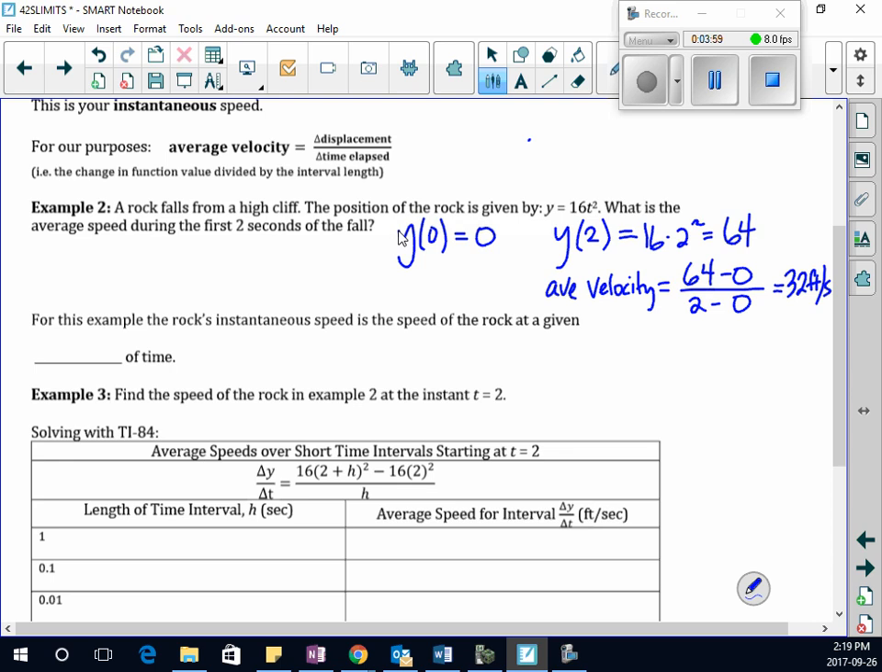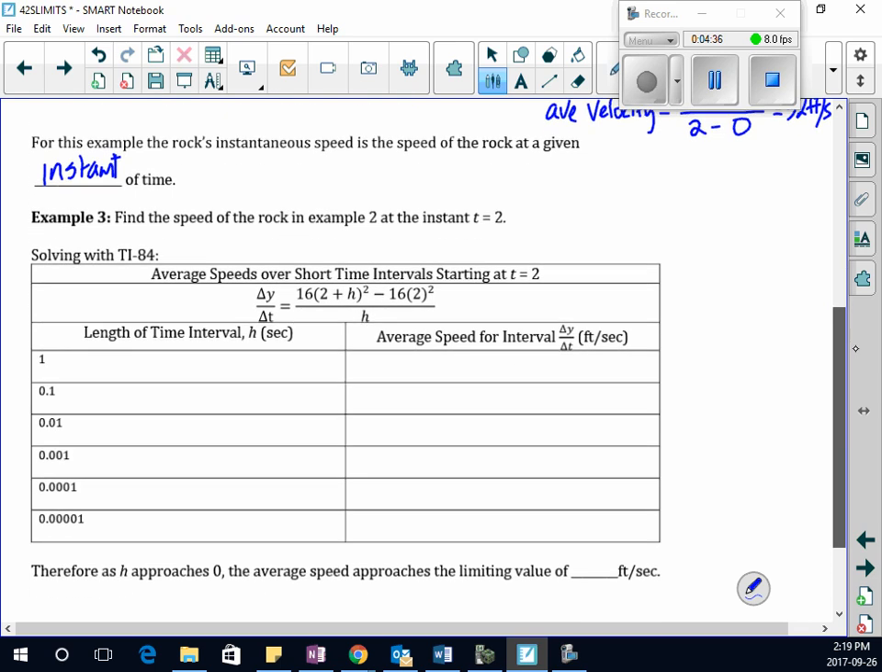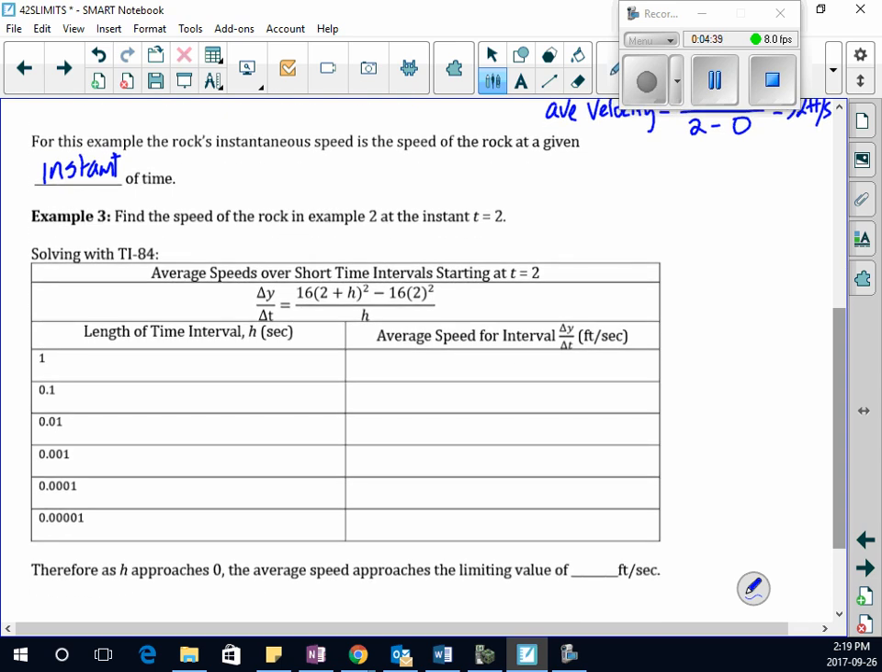For this example, the rock's instantaneous speed is the speed of the rock at a given instant of time. So I guess what I'm trying to explain to you is at the instant at 2 seconds, we travel 64 feet or meters, whatever the unit is. That's the instant, right? So if I do 64 divided by 2, because I traveled 2 seconds, at that 1 second in time, it's the same. It's not always like that. So let's find what the instant is at 2.